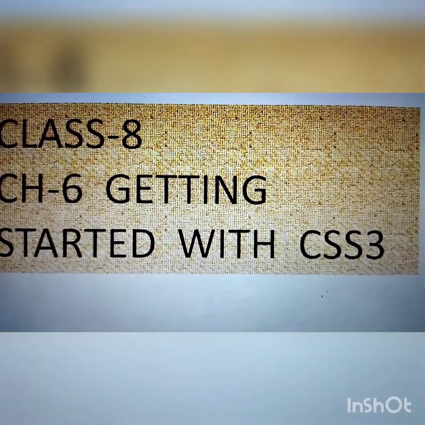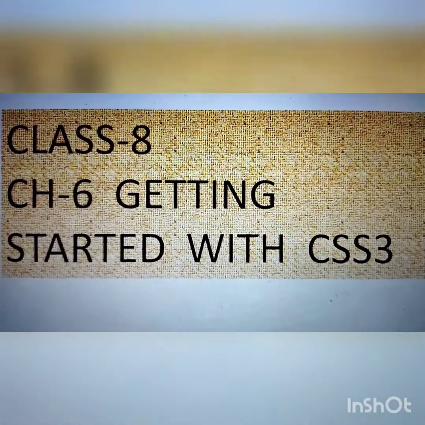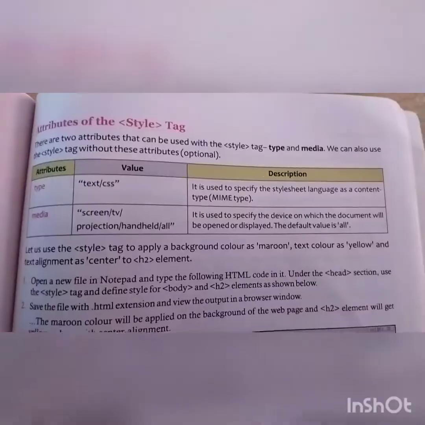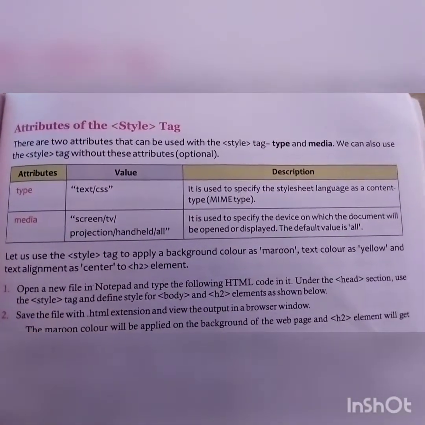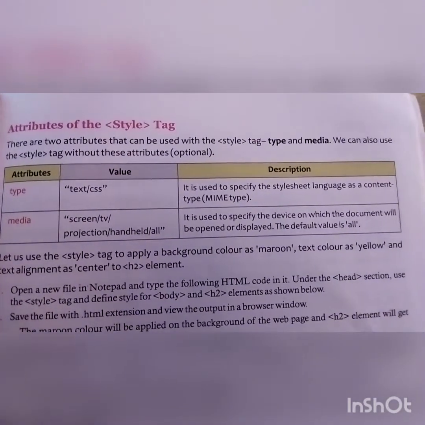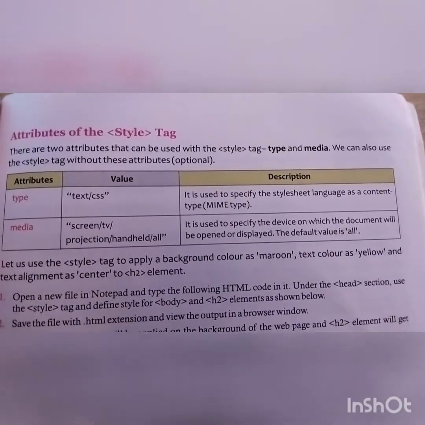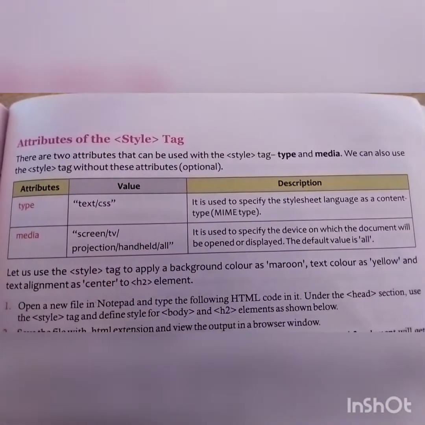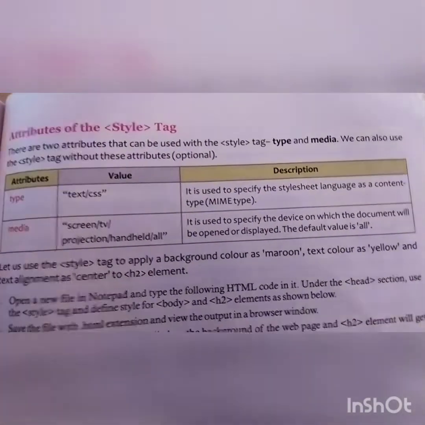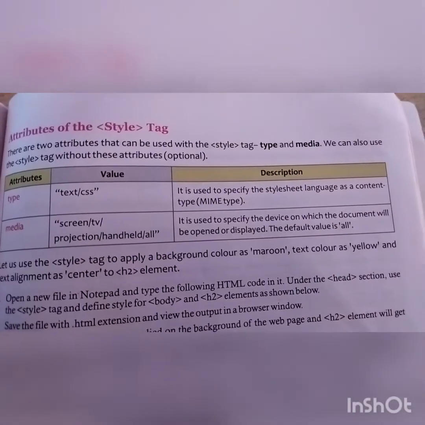Last time we completed including a style sheet. So let's start this topic, class 8: attributes of the style tag. Students, there are two types of attributes in the style tag. The first is type and the second is media. We can also use a style tag without these attributes, as they are optional.